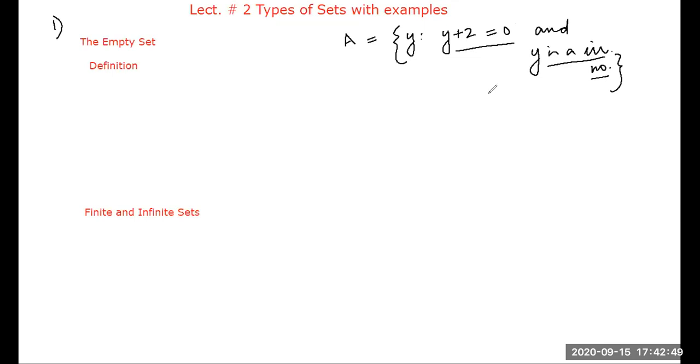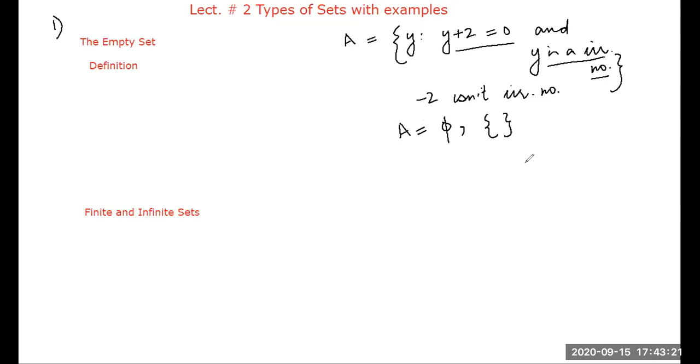No. The answer is no. Why? Because from here I get y is equal to minus 2, but minus 2 is not an irrational number. So there is no element which fulfills this criteria. So I can say that set A is empty, or I can simply write the braces.